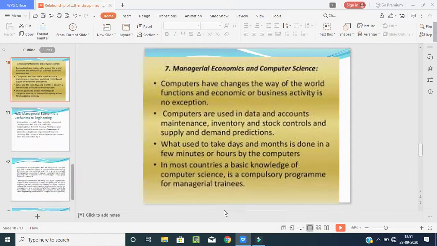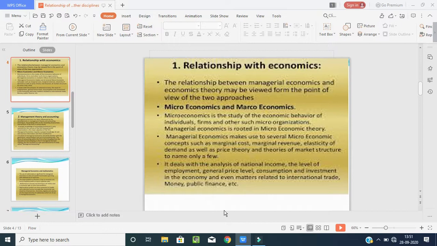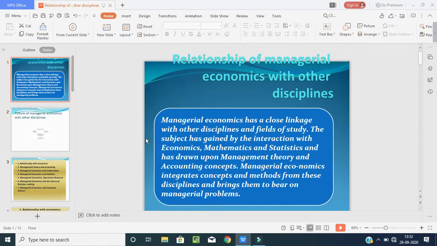Good afternoon, students. Today we are going to start with a new topic in our subject, that is MEFA, Managerial Economics and Financial Analysis. So today's topic is the relationship with economics. That means how managerial economics is related with the other disciplines in the market.